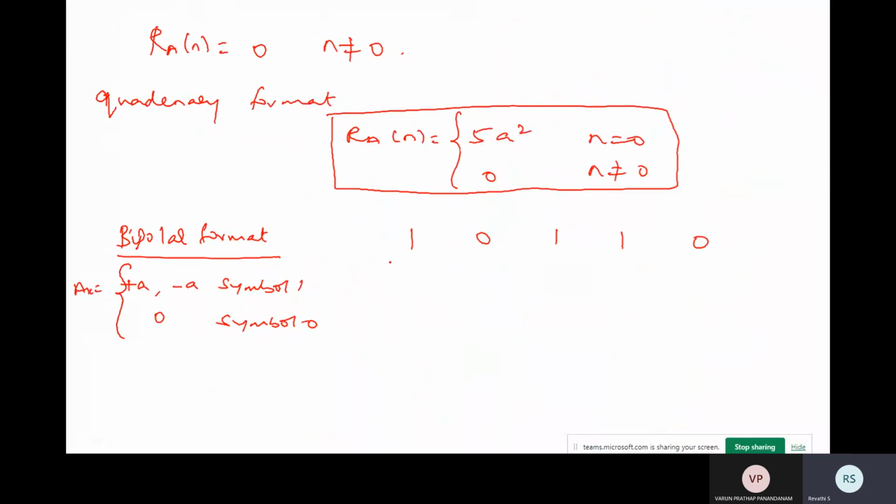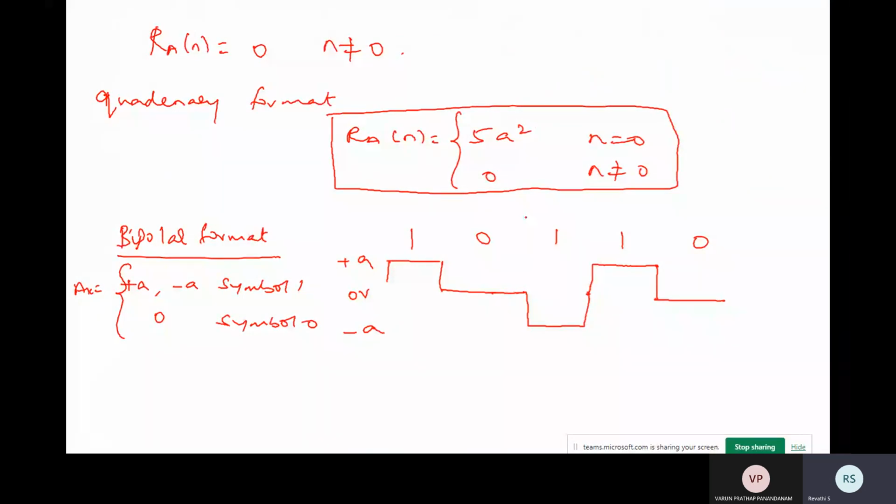So the first time you come across 1, you will put plus A, and for 0 you will use the level 0 volts only. Next time you come across 1, already for the previous 1 you have given positive amplitude, so now you will give negative amplitude, that is minus A. Again you come across 1, so you will go with positive amplitude, which is plus A, and 0 is 0. Okay, so in bipolar formatting, you are not only going to concentrate on n equal to 0 and n not equal to 0. You should also concentrate on n equal to 1 exactly.